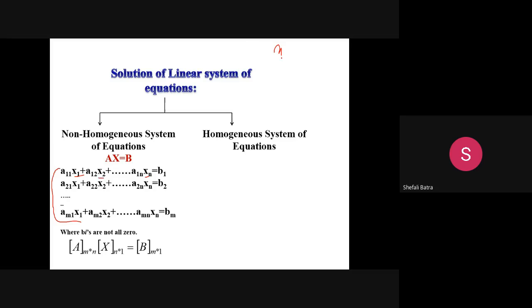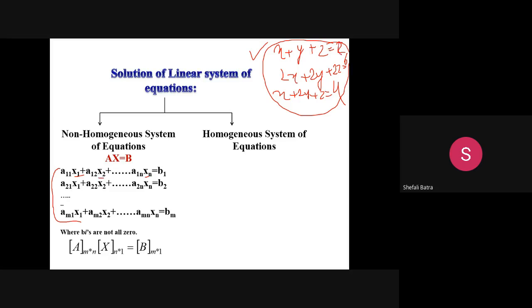For example, if I'm taking this x plus y plus z is equal to 2, 2x plus 2y plus 2z is equal to 6, and x plus 2y plus z is equal to 4. This is what? Three equations with three variables, and right hand side of equations are non-zero. So this system is known as non-homogeneous system of linear equation, right?